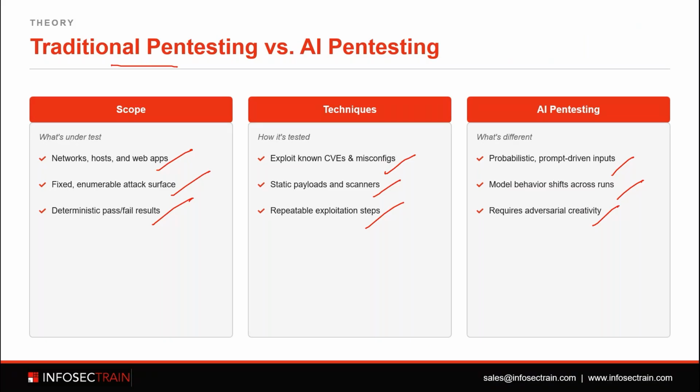And traditional pen testing is deterministic: either a vulnerability exists or it doesn't. In AI, it is probabilistic. Outputs vary, making exploitation unpredictable and harder to detect. Right. In the methodology, if we talk about the traditional one, what we do first is recon, information gathering, then we do enumeration, then vulnerability analysis, then exploitation, and then reporting.